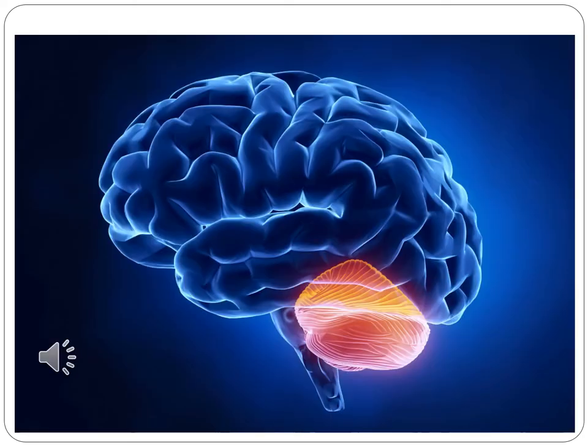So if you can see in this image, the red-orange part in this brain is the cerebellum. That was the best picture I could find, so that's why I have put it in the slides, so that you can see and know that this is what we call the hindbrain or the cerebellum.